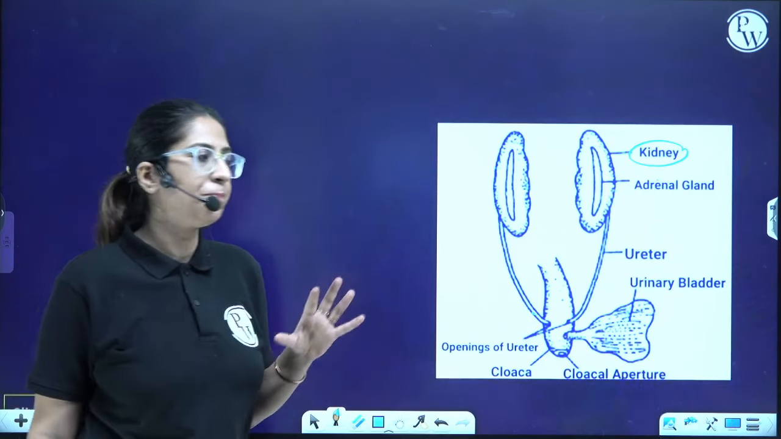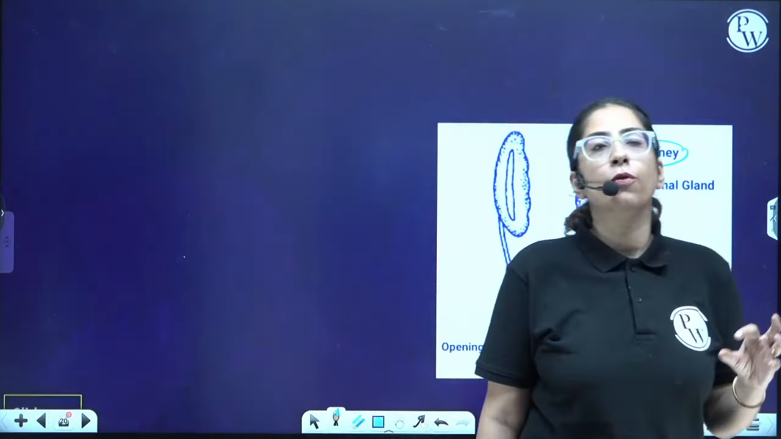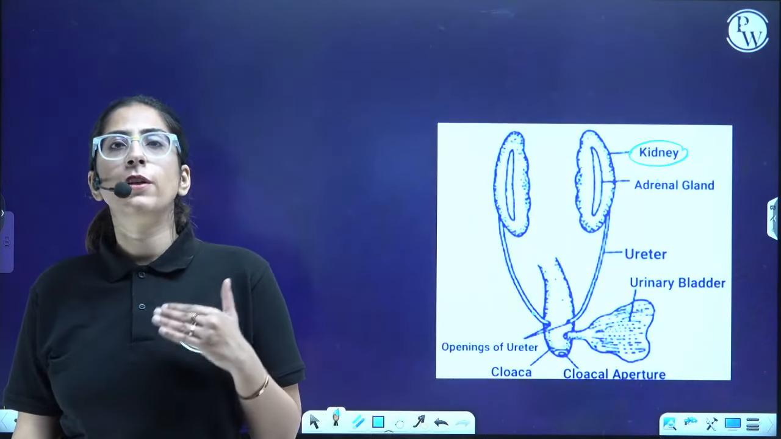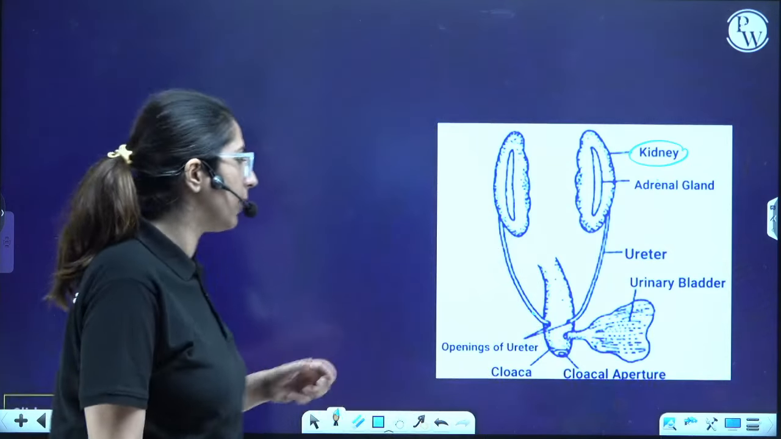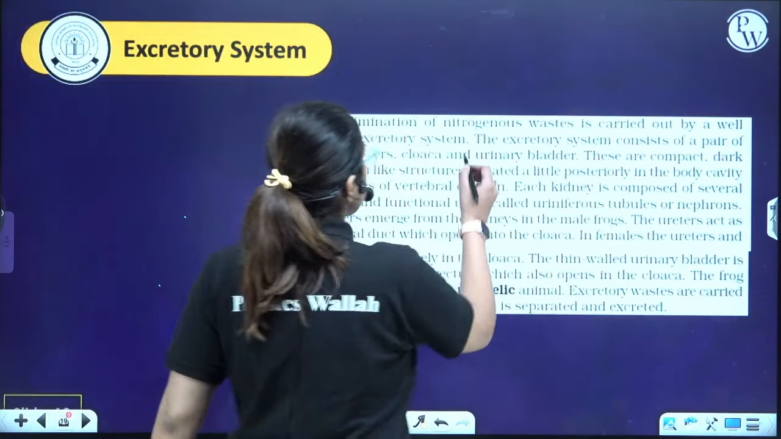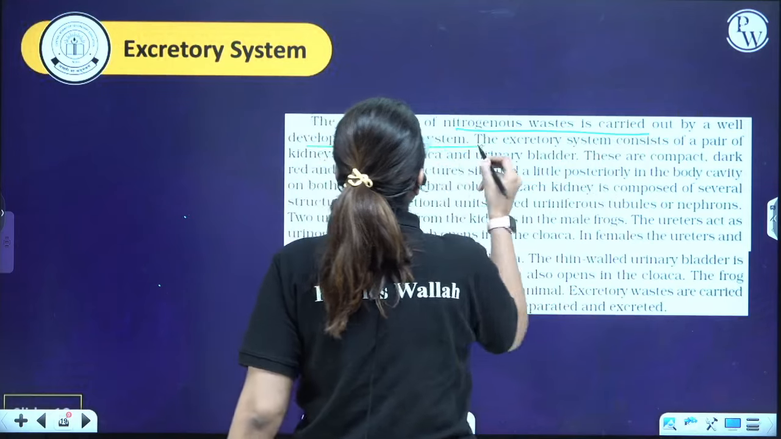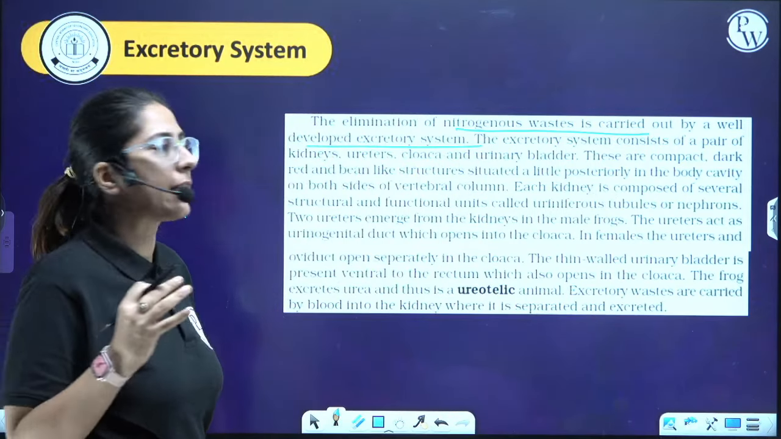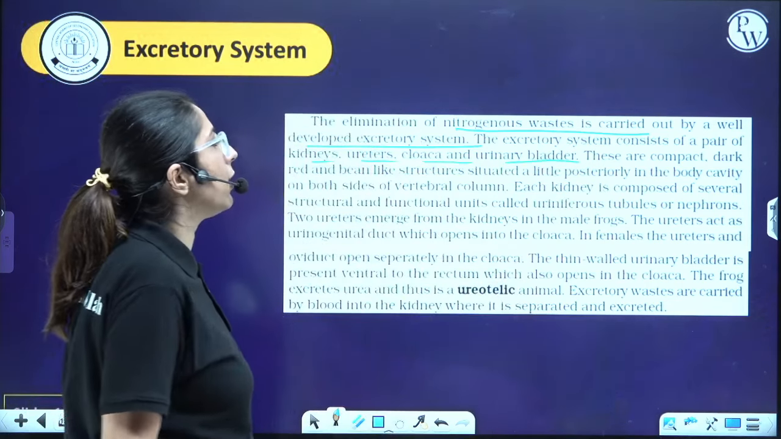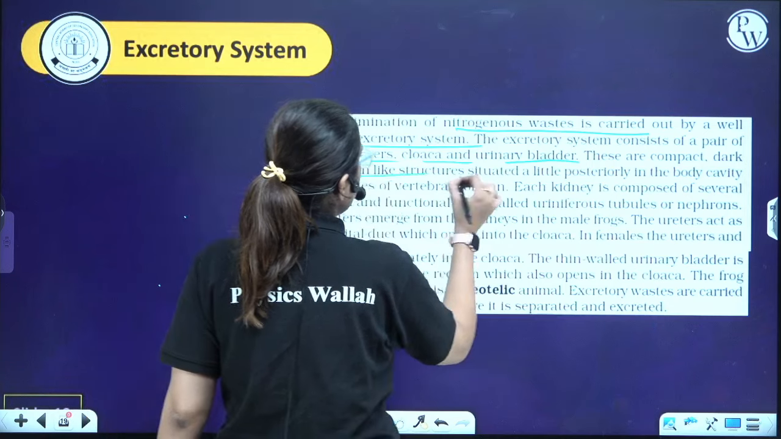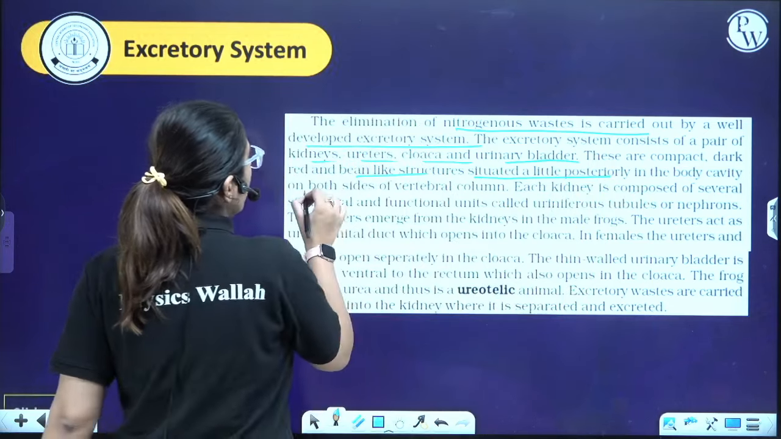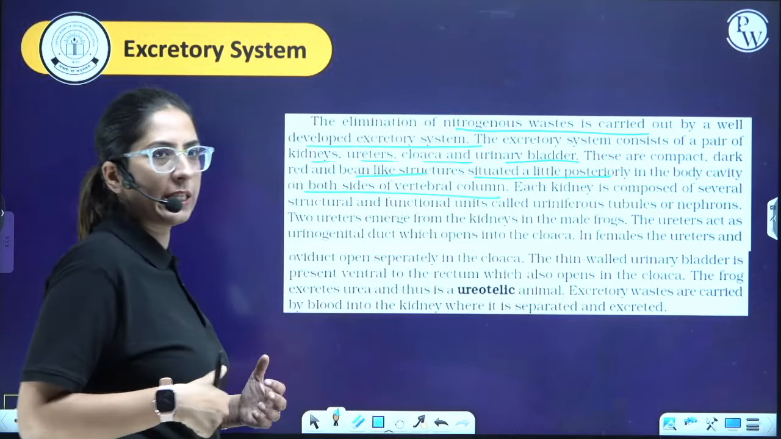This is required. Frogs are ureotelic. But the tadpoles, which live in water, are ammonotelic. Let's do a quick NCERT reading. Elimination of nitrogenous waste is carried out by the well-developed excretory system. A pair of kidneys, ureter, cloaca and urinary bladder are present. These are compact dark bean-like structures situated a little posteriorly in the body cavity on both sides of the vertebral column.